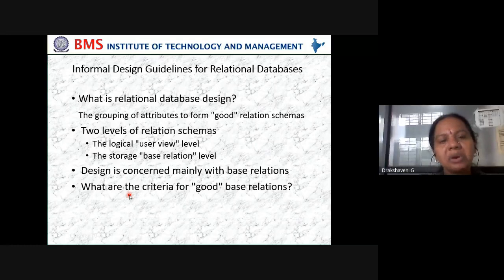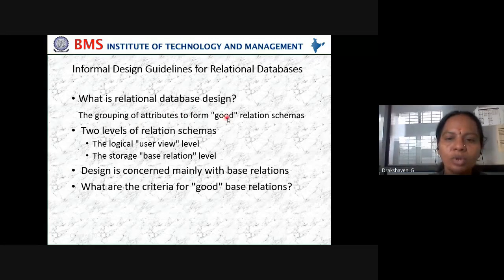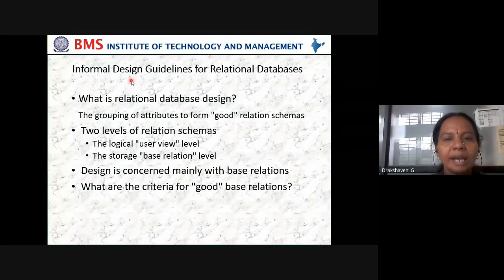So first we see what is informal design. There is no hard, strict rule that you have to follow these steps. So, the informal design guidelines for a relational database. What is relational database design? The grouping of attributes to form a good relational schema. Then two levels of relational schema: the logical or user view level, and the storage or base relation level. That's the informal design guidelines for relations.